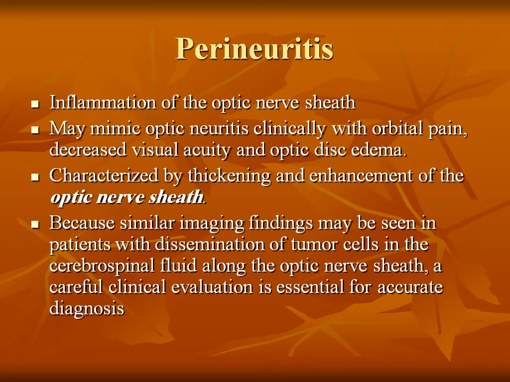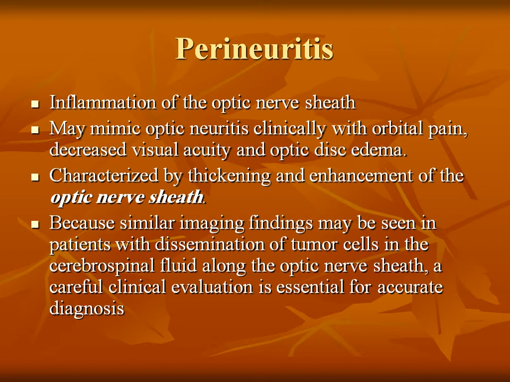Perineuritis is inflammation of the optic nerve sheath. It may mimic optic neuritis clinically. There is orbital pain, decreased visual acuity, and optic disc edema, characterized by thickening and enhancement of the optic nerve sheath. Because similar imaging findings may be seen in patients with dissemination of tumor cells in the cerebrospinal fluid along the optic nerve sheath, careful clinical evaluation is essential for accurate diagnosis.